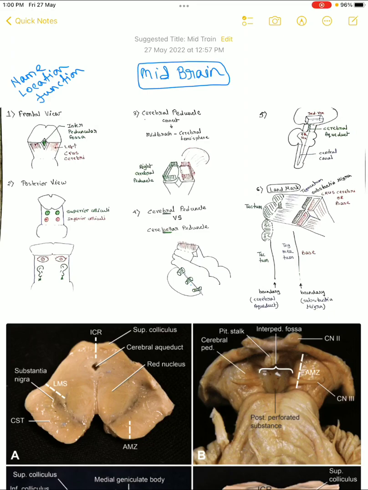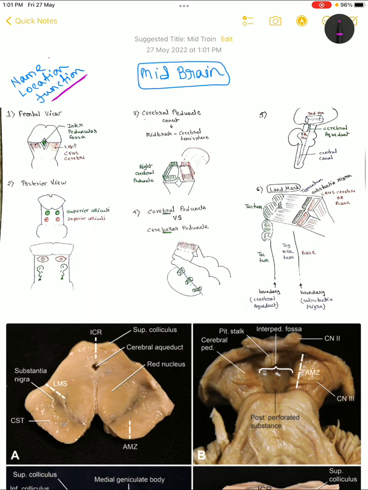So hello guys, today we are going to talk about midbrain. So what is our strategy here? Now let's focus here. Our strategy is very simple. This is our strategy. Okay, focus here. We will understand name, location, function. This is how you should study the neuroanatomy, particularly when we are talking about a part of a brain.